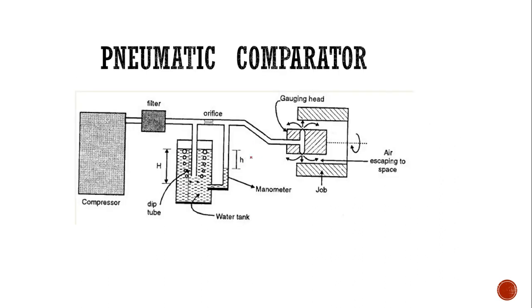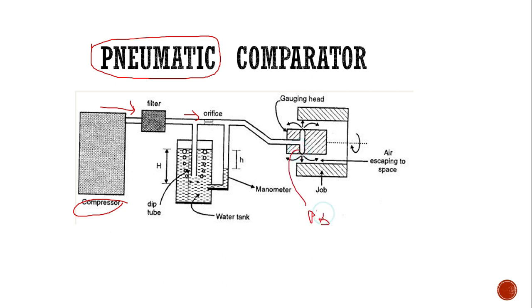So let's move towards the last type of comparator, which is the pneumatic comparator. Pneumatic means air. We use air in the comparator. This is again a very simple construction. We need one compressor to pressurize the air. This air will be transferred to the filter, where it is filtered, and again transferred through this orifice to this gauging head, sometimes called a piston, because this is moving.